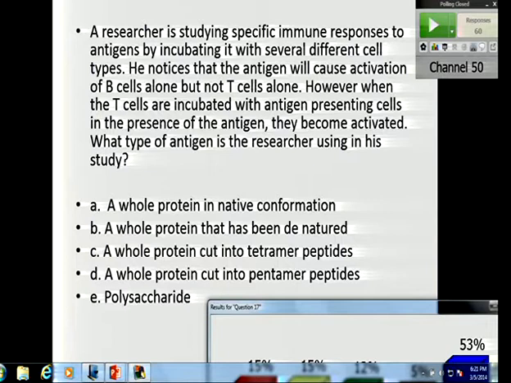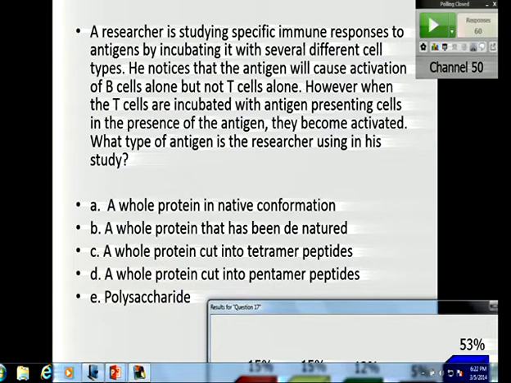A researcher is studying a specific immune response to an antigen by incubating it with several cell types. He noticed that the antigen will cause activation of B cells alone, but not T cells alone. So one possibility could be that it is a polysaccharide, isn't it? Okay, but let's look at the next part of the question. If it was a polysaccharide, and it was with the antigen presenting cell, how did it stimulate the T lymphocyte? So what do you think it is? When it was incubated with the antigen presenting cell, then the T cell responded, isn't it?